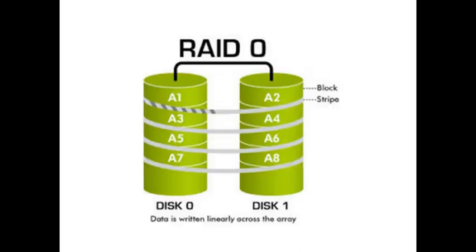So this is the picture just for your reference. This is how RAID 0 looks. These are the blocks and how the striping is done throughout the procedure and through the disks. This is how it looks.